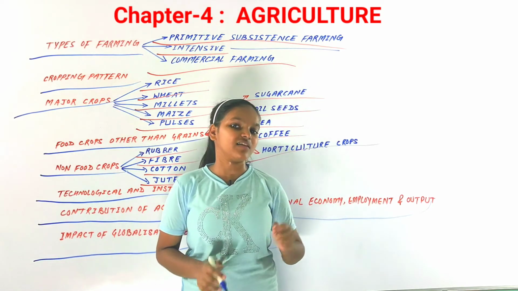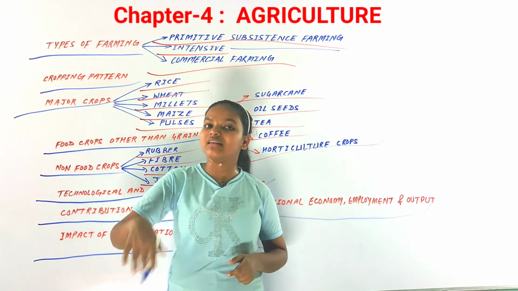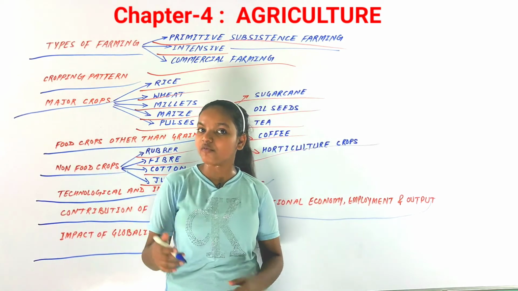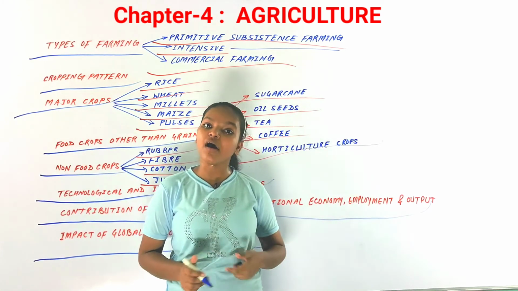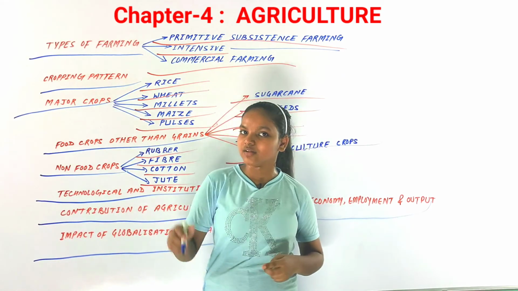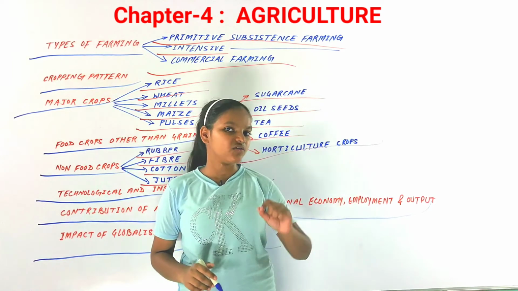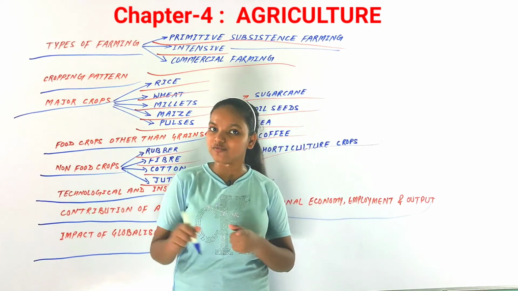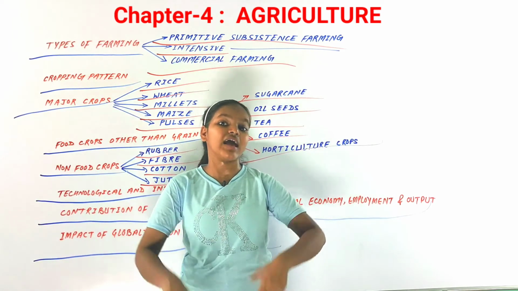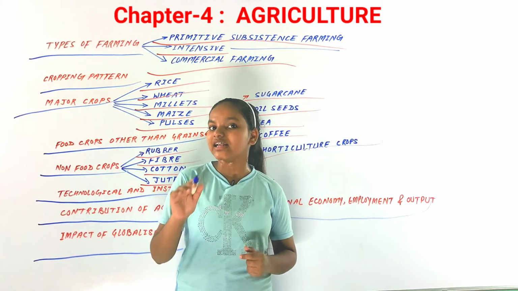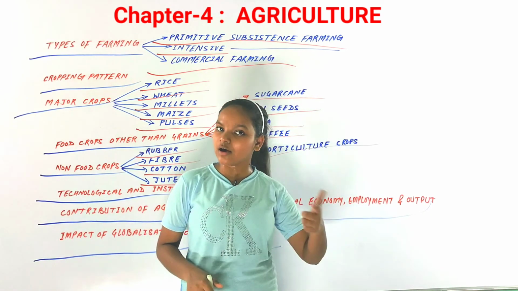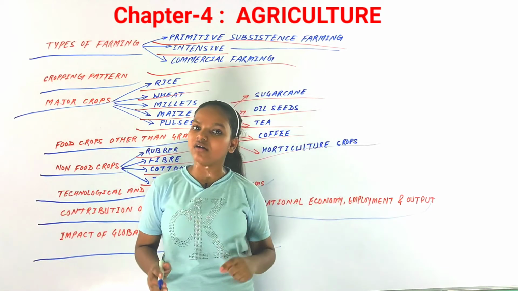Firstly, we discussed the types of farming, like intensive subsistence farming, primitive subsistence farming, and after that commercial farming. We also discussed major crops, including pulses, rice, wheat, and maize, though maize we discussed a little less compared to the others. Maize needs 21 to 27 degrees Celsius, and it needs HYV seeds, otherwise it would be very hard to grow, and it is grown in our country.